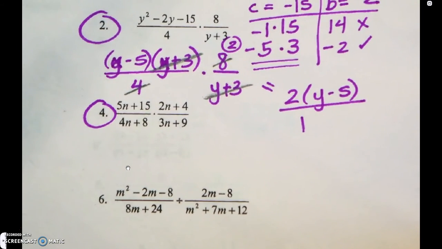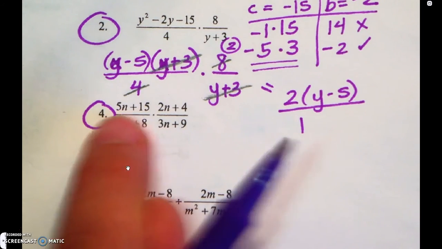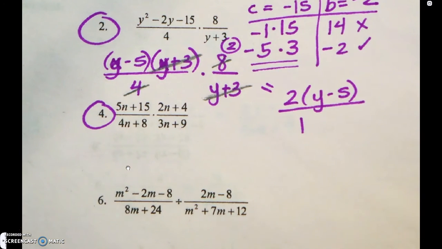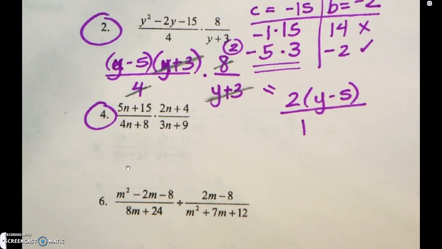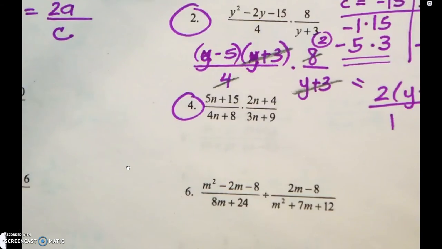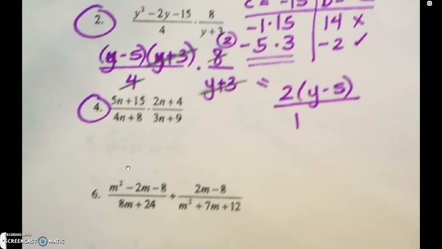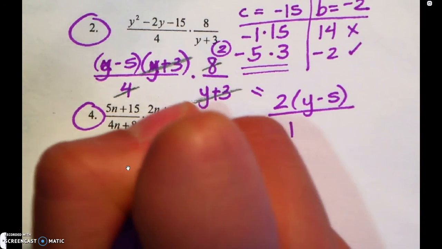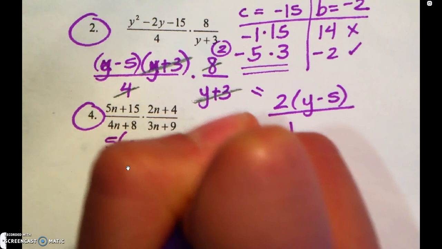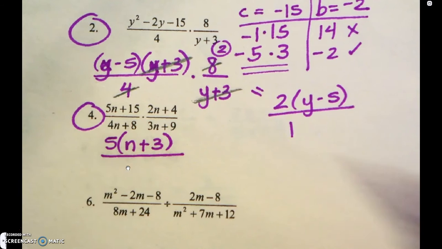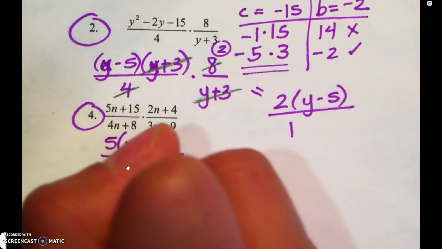Okay, let's look at number 2. Number 4 does not have 3 terms, but all of them have 2 terms. So if you have 2 terms, you know you're going to try to get the greatest common factor. Okay, so the GCF, what is the greatest common factor between 5 and 15? That will be 5. So you're left with n plus 3. And the bottom, the greatest common factor between 4 and 8 is 4.